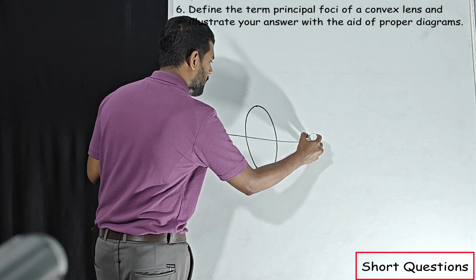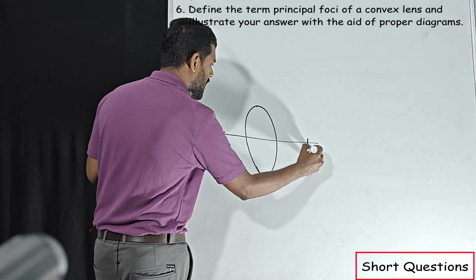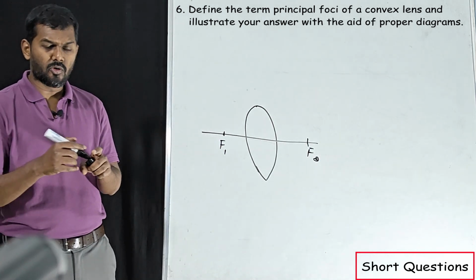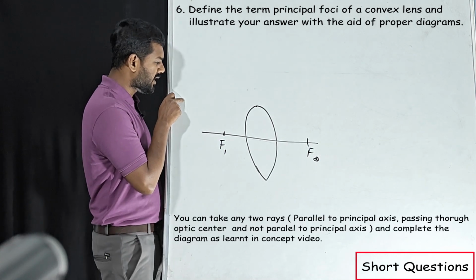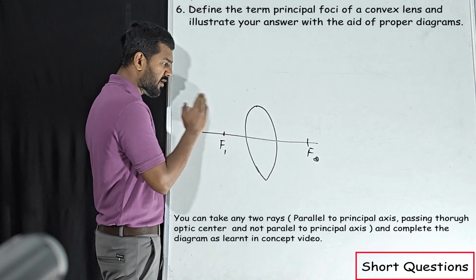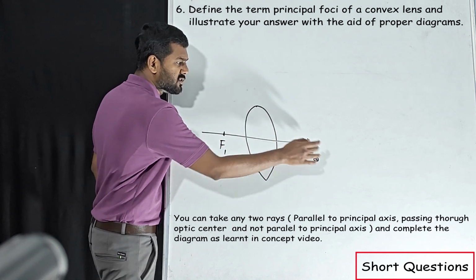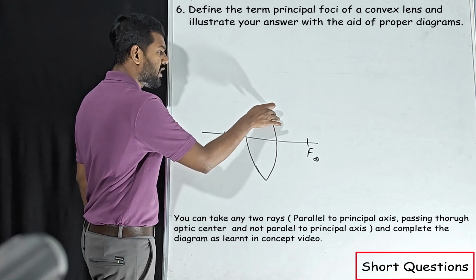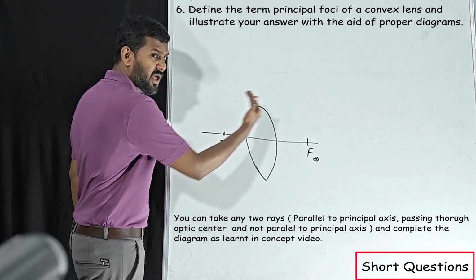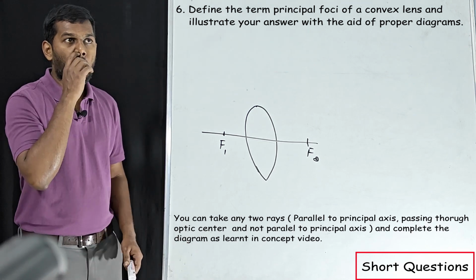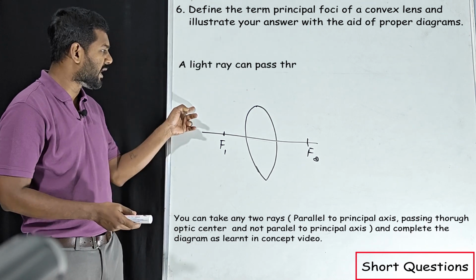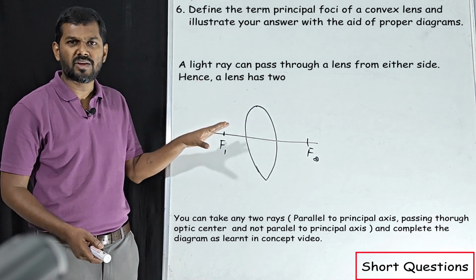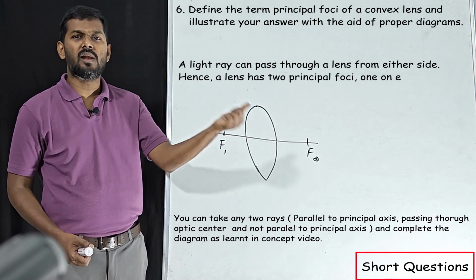This side I have one focus and this side also I have one focus. Why do we have two foci? Because if the ray goes from the left side, after refraction it is going to converge, correct? But there is a chance that a ray can be incident from the other side also. So a ray can pass on either side of the lens. Hence, the convex lens has two principal foci.